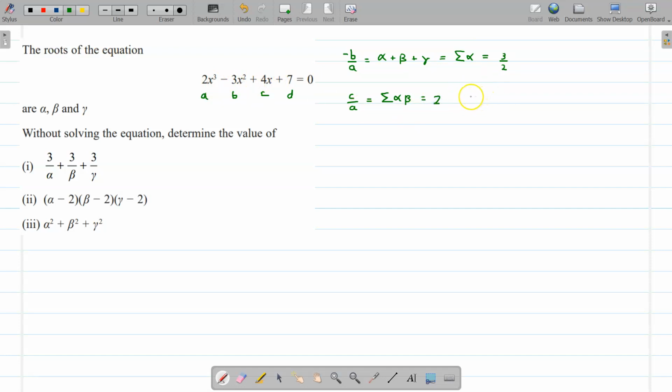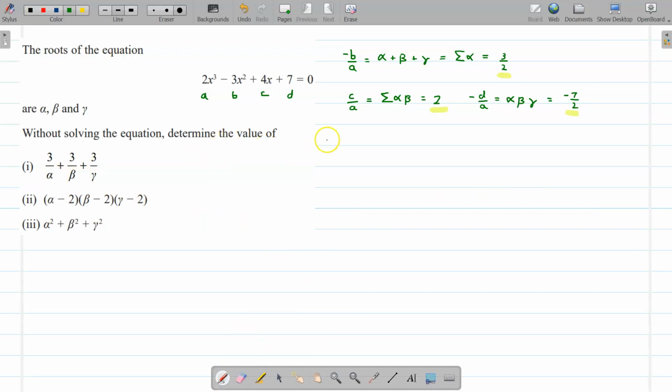Okay, and then we have negative D over A, and that is the product of the roots, which is simply alpha, beta, gamma. That's equal to negative D over A, which is -7 over 2. Okay, so having established those three key values, and it's important that those are correct before you proceed, then we can go on to answer all of the questions that follow.